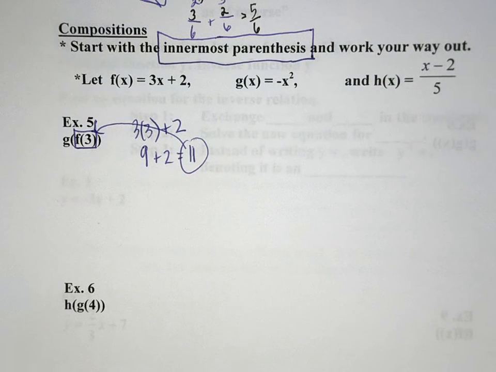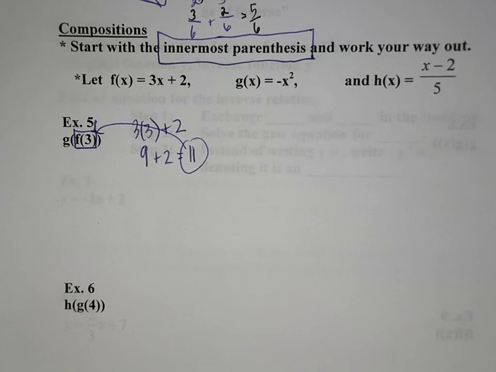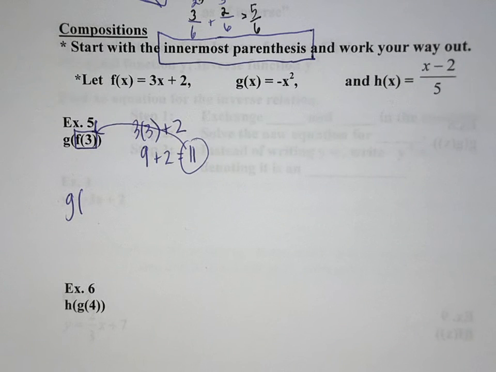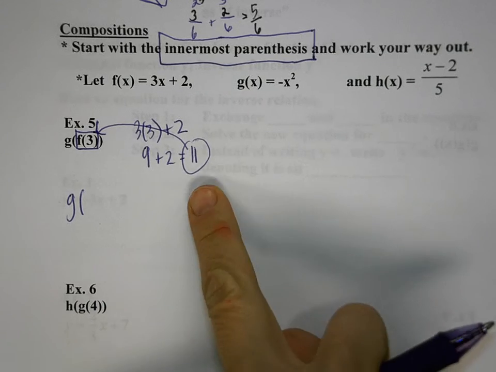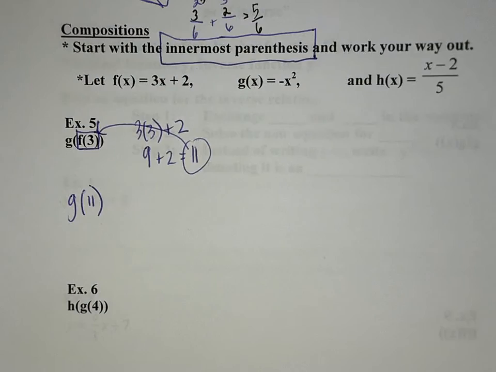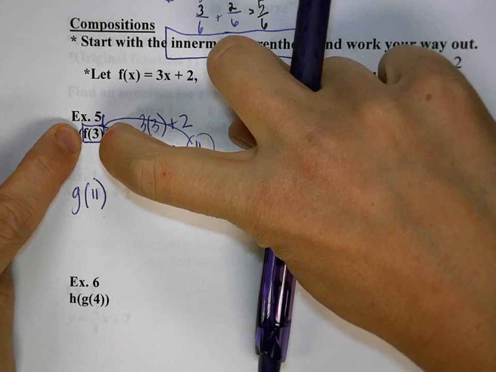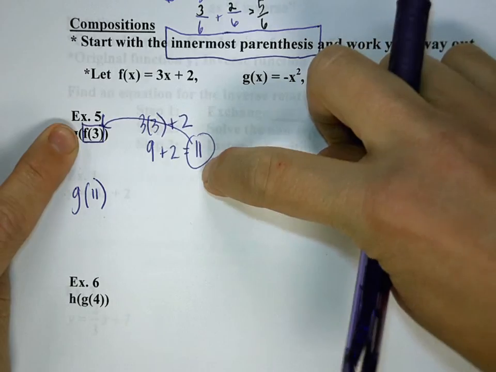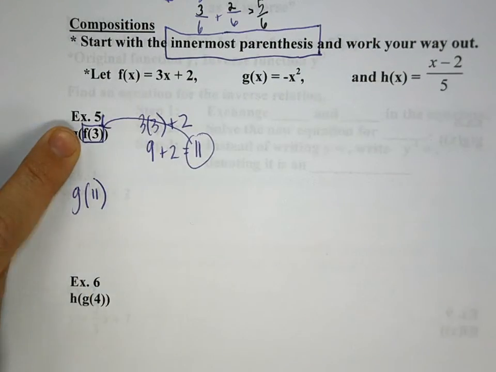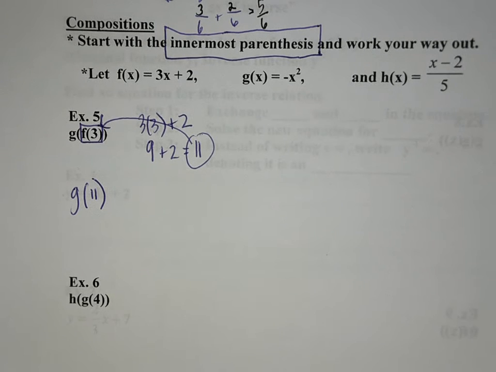So when I rewrite that, how will I rewrite this problem right now? G of 11, because we know that F of 3 is actually 11, right? Do we all agree with that? So we found the answer for F of 3. F of 3, the answer for it is 11. So now I'm taking this F of 3 and I'm just substituting in 11 because I know F of 3 is 11. Okay, and so what will I do now?